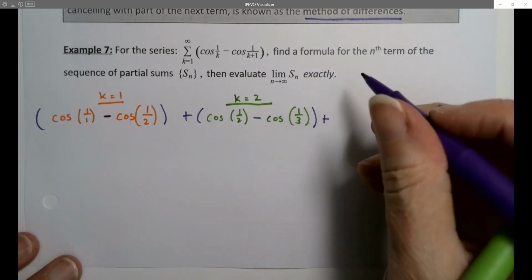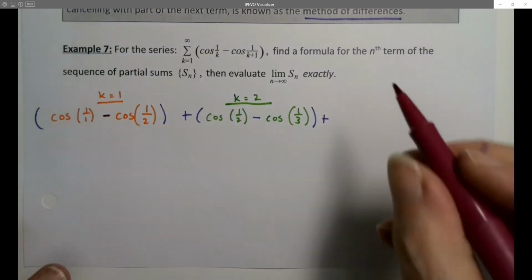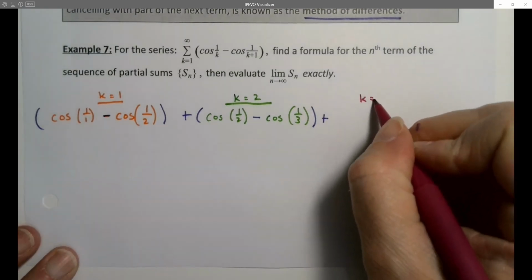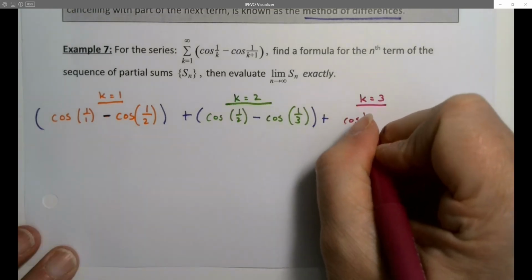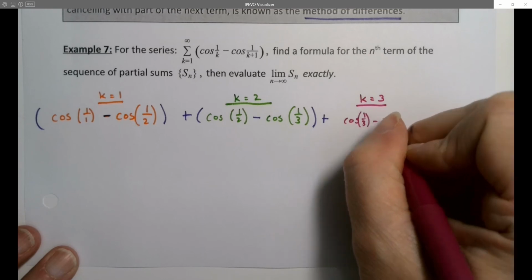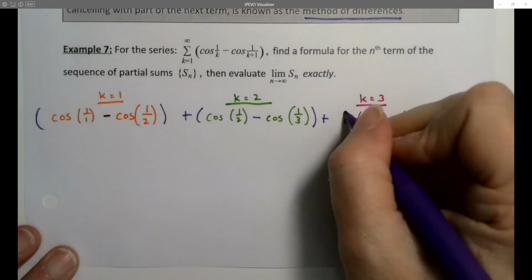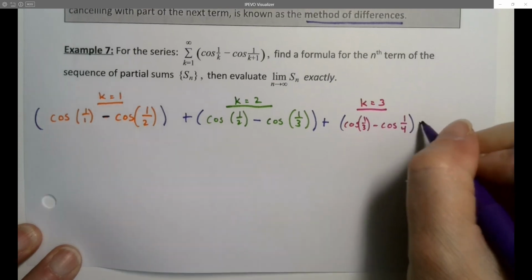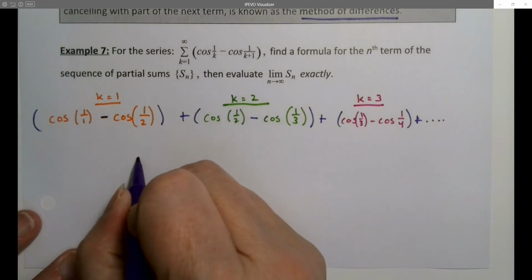Plus, and hopefully you realize where this is going, but maybe not yet. Maybe it's a little too soon. So if I put in 3, I would get the cosine of 1 over 3 minus the cosine of 1 over 4. And I would just keep going like that. All right, so far, what's the problem?